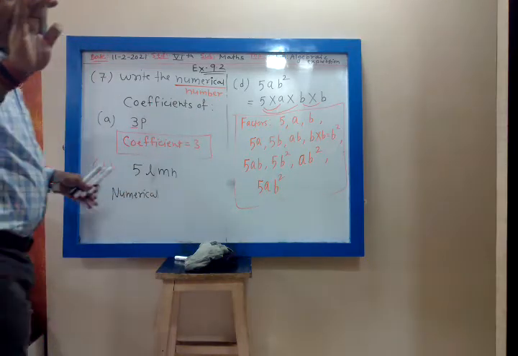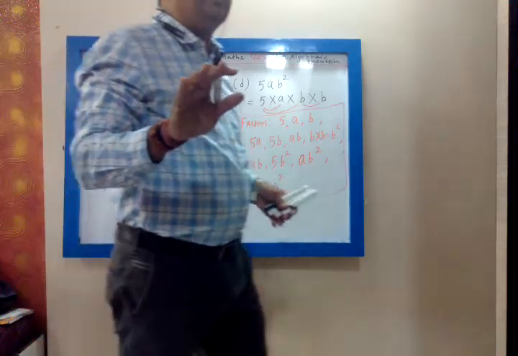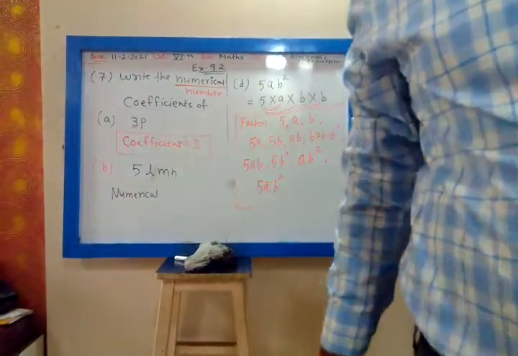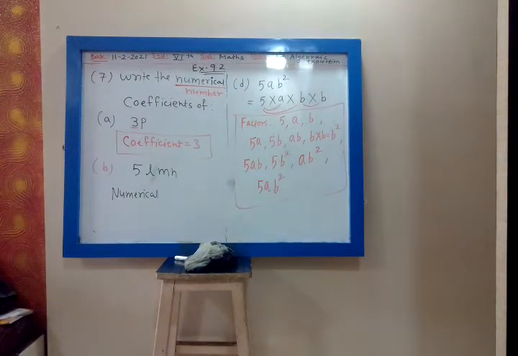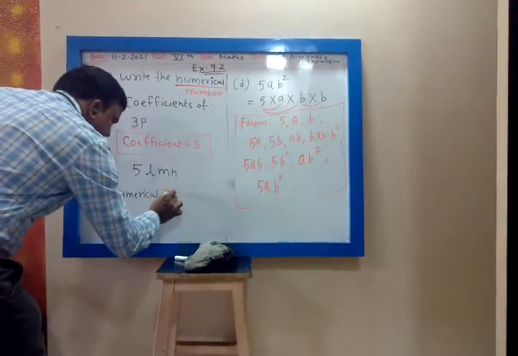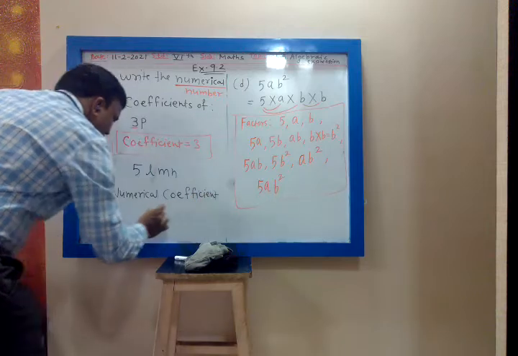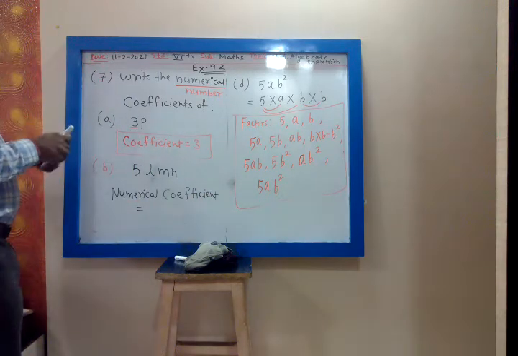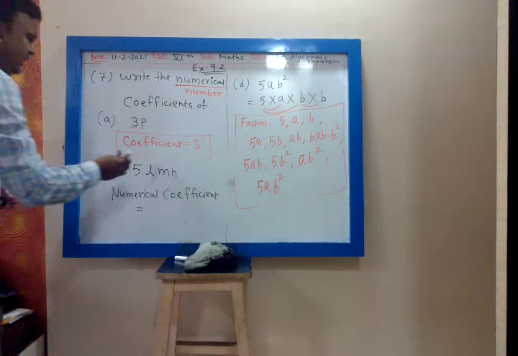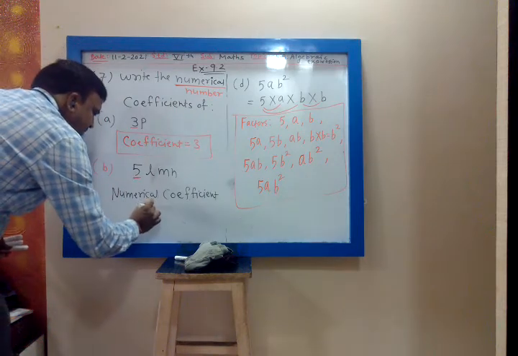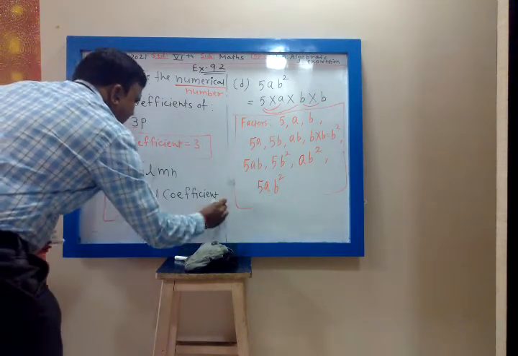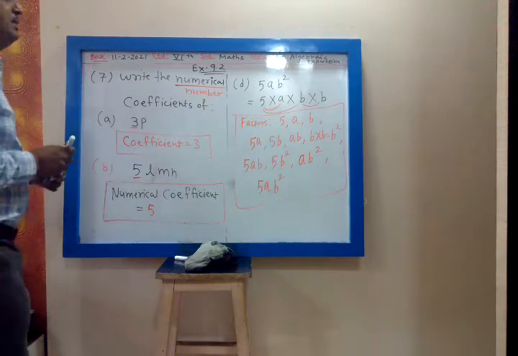See here. Yesterday I had explained the definition of coefficient. Coefficient means the term attached. So for numerical coefficient, the number attached is 5. Numerical coefficient is 5.